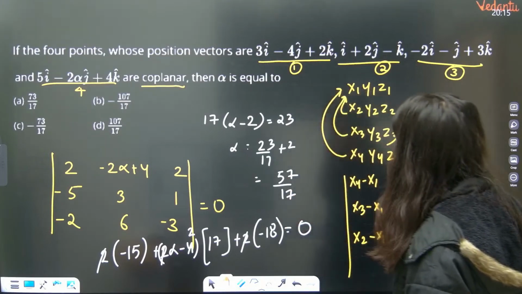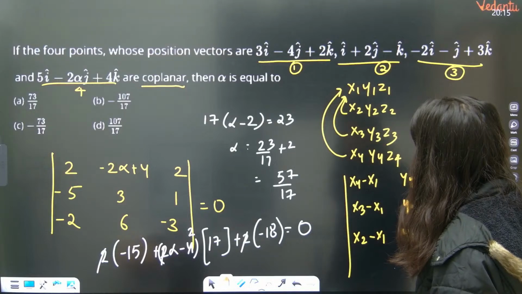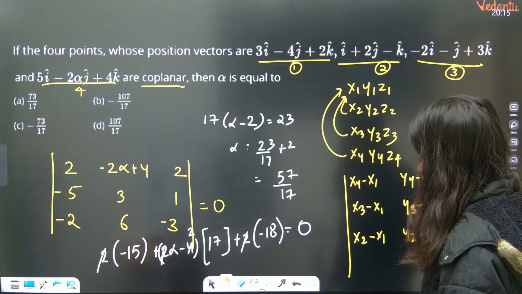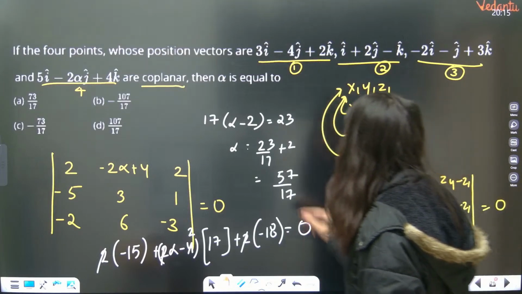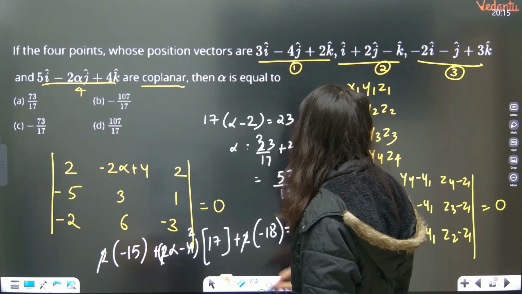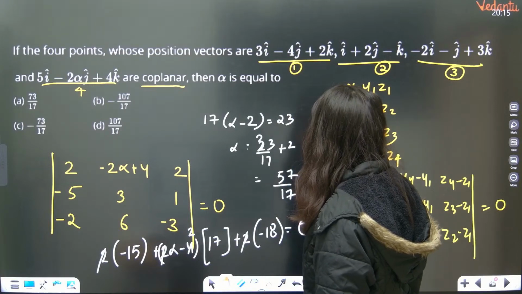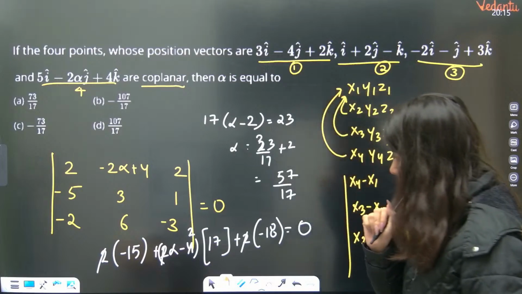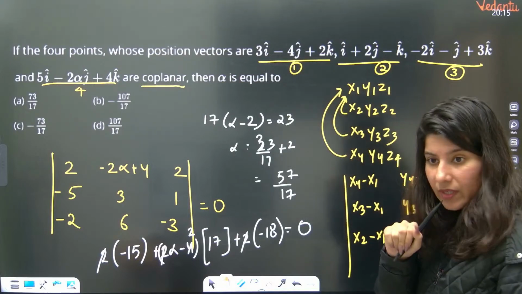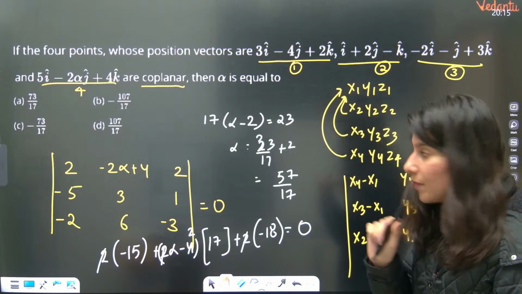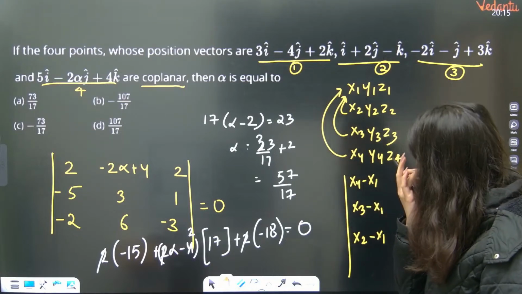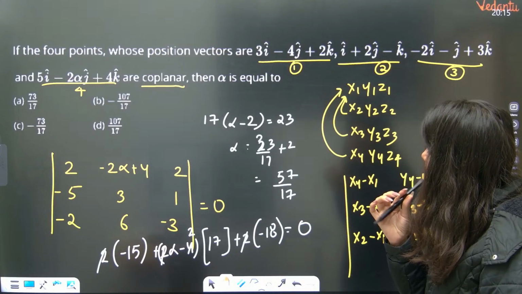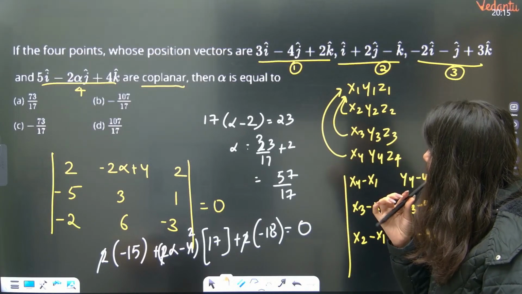73 by 17 they are saying. Oops, 34. Sorry, this is 33, correct? So 34 plus 33 is 67. Again, there is still something wrong. So 73 by 17 is your alpha. Okay, 73 by 17.